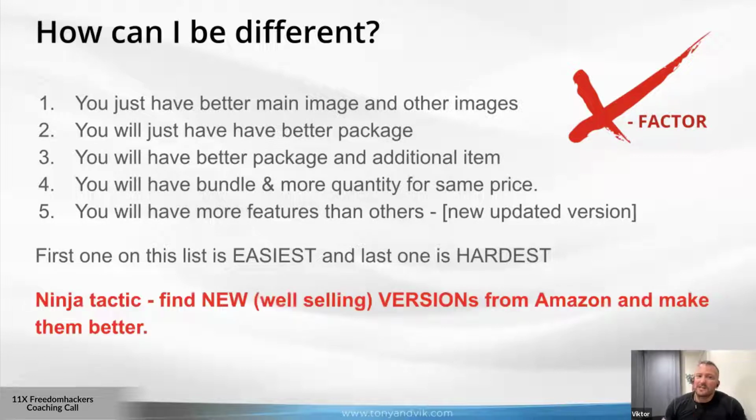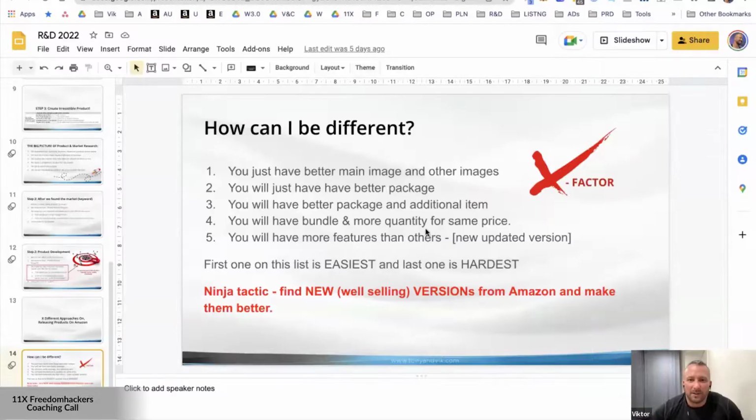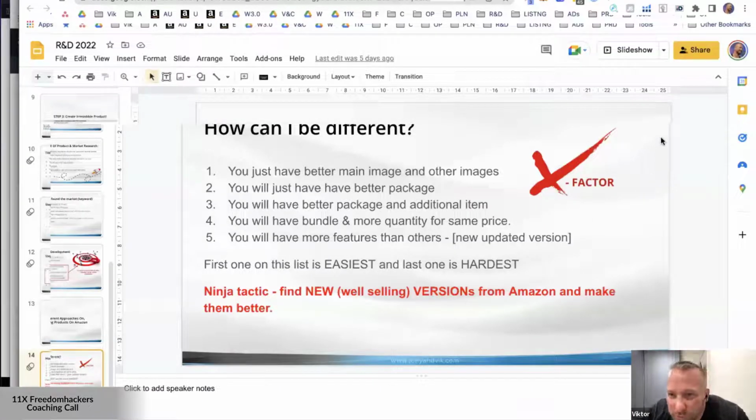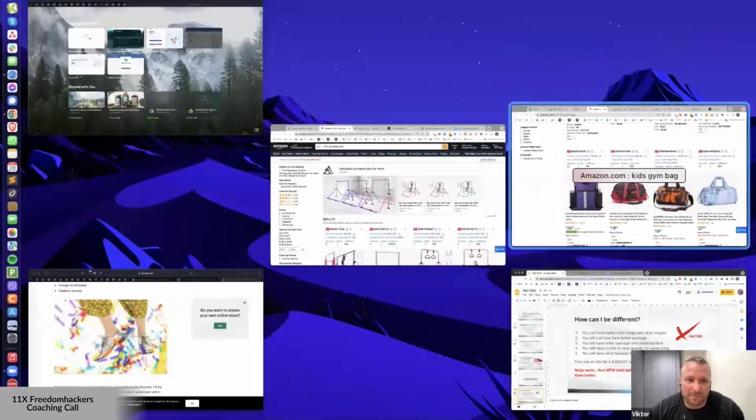But then again, one ninja tactic is like I told last time, is that just find some new versions from Amazon that maybe someone already done something, right? Maybe someone already did improvement for the product that is best selling at the moment, and now you can learn from them. Tools you can use is Black Box, for example.